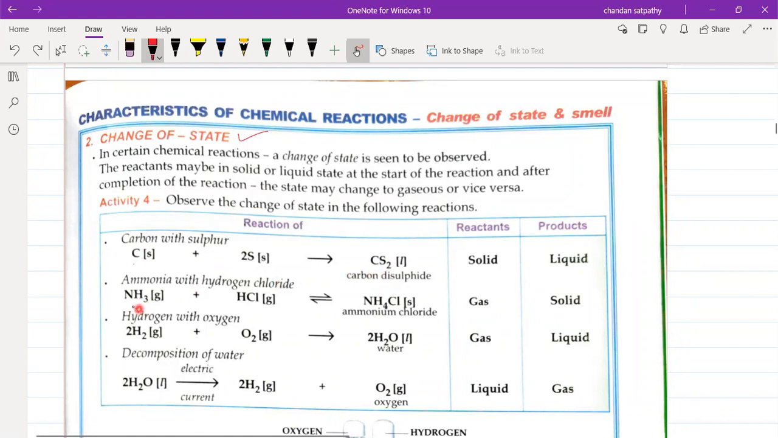Next is ammonia. Now ammonia is a gas and hydrogen chloride is also a gas. When both of them combine, they form ammonium chloride, which is a solid. So two gases combine and form a solid. So we can say that here the state has changed, hence the chemical reaction has taken place.